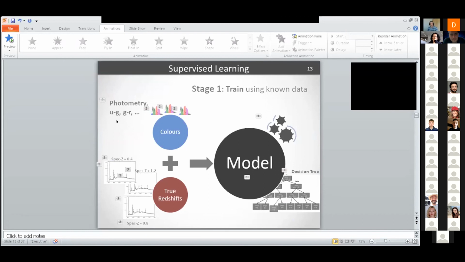Oftentimes the colors are supplied as magnitudes, but you could actually just supply the flux measurements themselves. So basically, you took an image, extracted colors and put them into the training set vector, yes? That's it, yes. And assigned it to the known feature of redshift. Exactly, for good quality measured redshifts, yes.